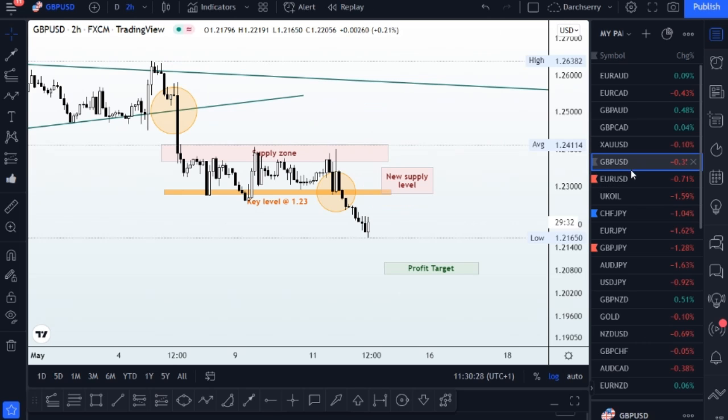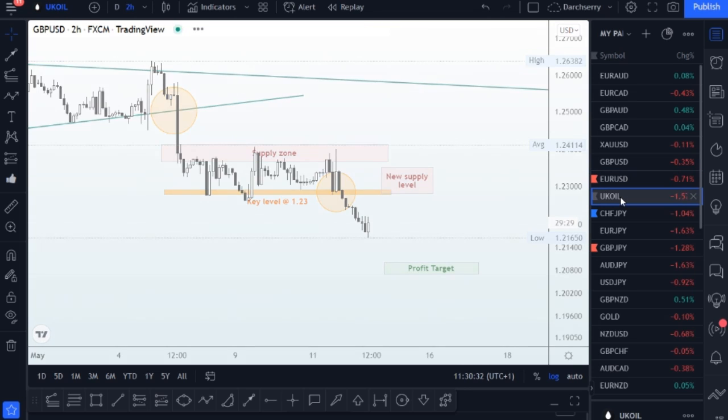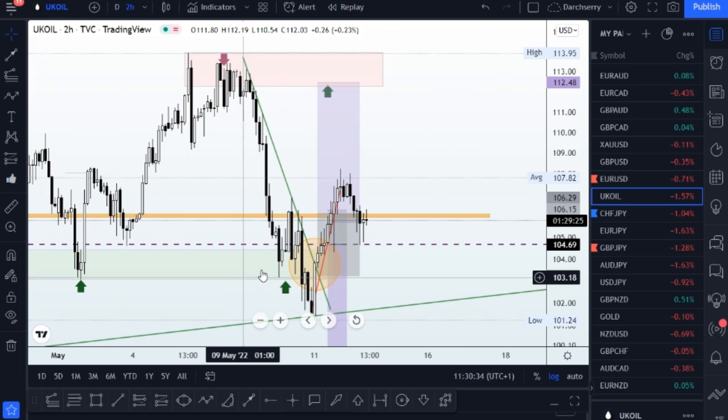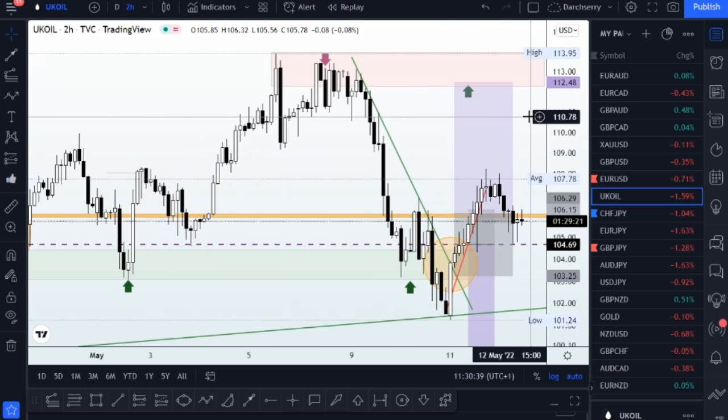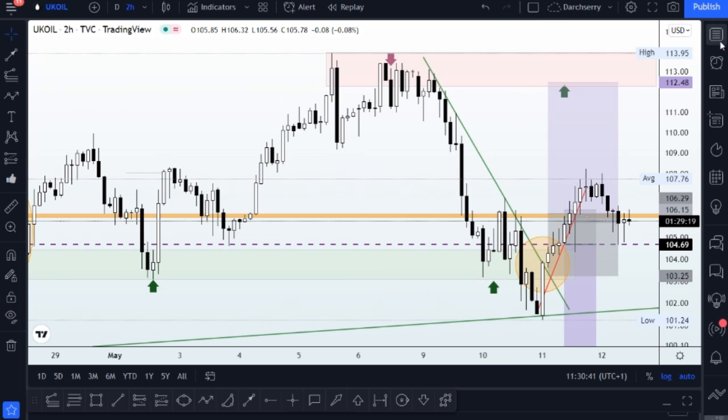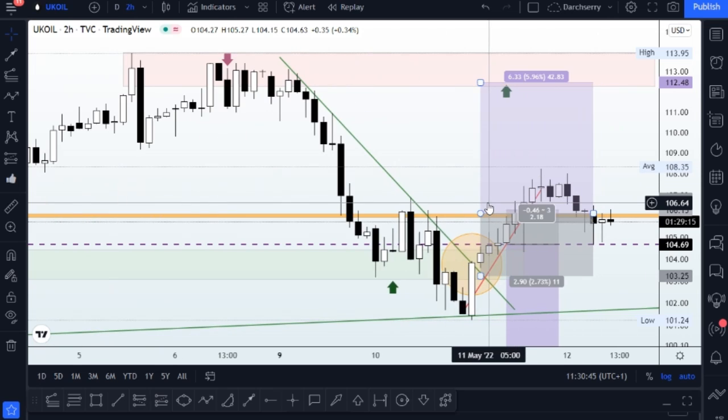So moving on, let's move on to UK oil from yesterday. Yes, we are on UK oil right now. I don't know if Khan is around. Khan is always keen with the UK oil thing. So here we are on the UK oil. This is what we have here at the moment.